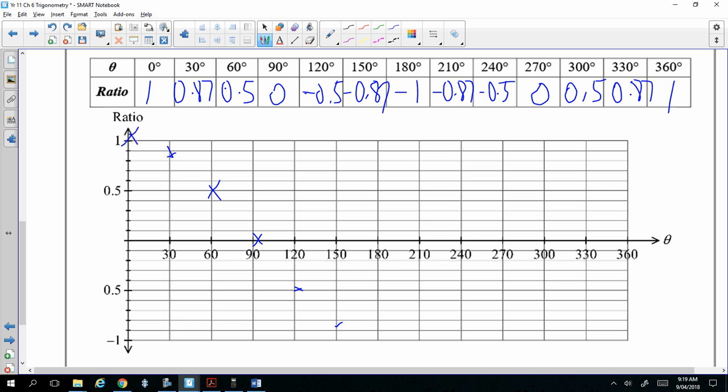Alright, so you plot the points, you get a different graph. Okay, so we get what we call a cos graph, which looks similar to the sine graph. Alright, so you get that. That's your cos graph.